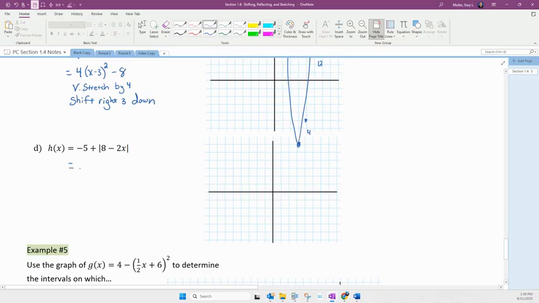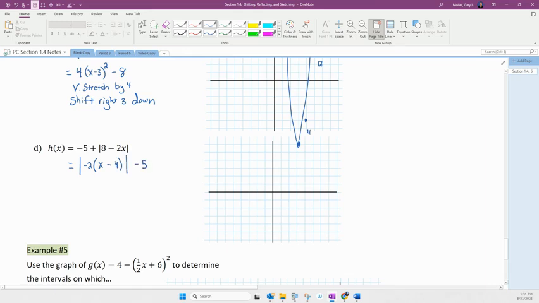So I don't like that -5 in the front. I'm going to move it to the back. That's no big deal. That's just style. But I do need to factor out that -2 in front of the x. So once again, I'm going to be careful. I still have that -2 inside the absolute value, but it's going to become now an x minus 4.